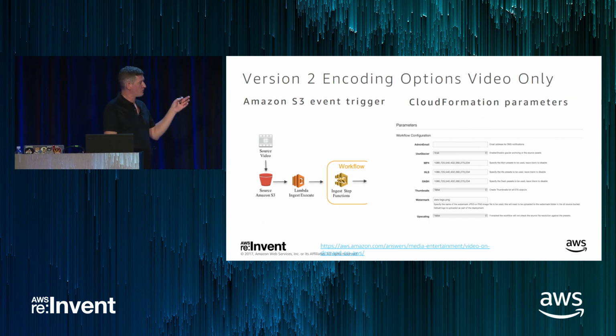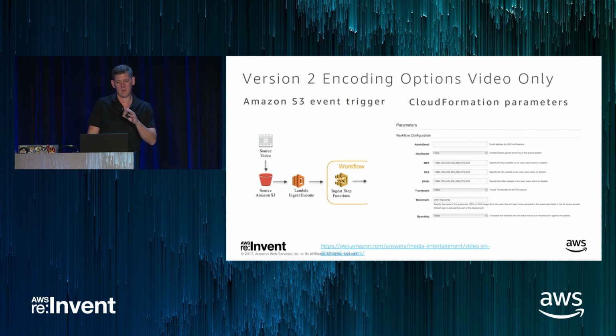This version is triggered in the same way as the MVP, so the source video is dropped into your S3 bucket, and that kicks off the workflow. So much more options around encoding there. But those choices that you're making with the parameters of the CloudFormation template are hard-coded to the workflow. So every video that you drop into this process is going to end up with the same output.